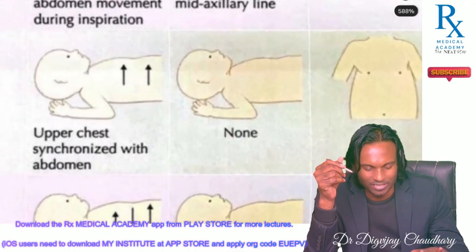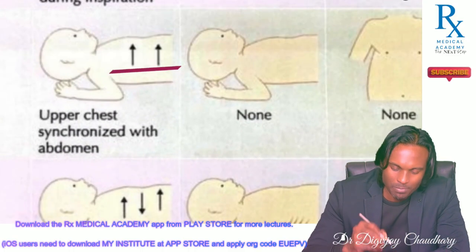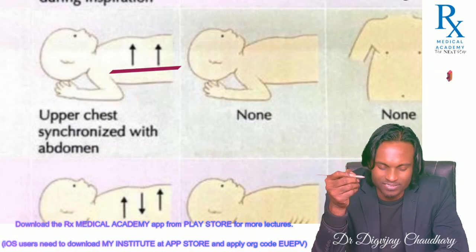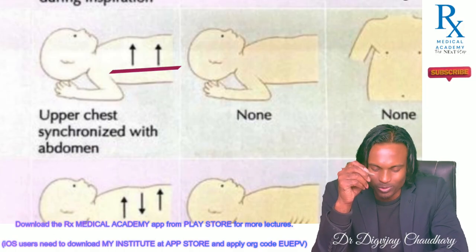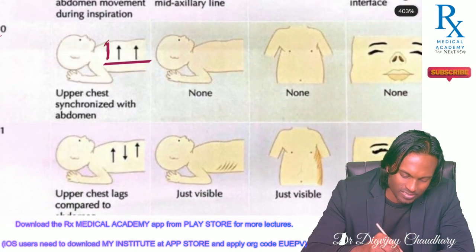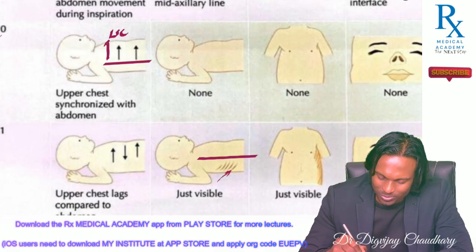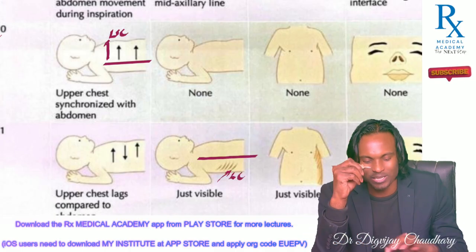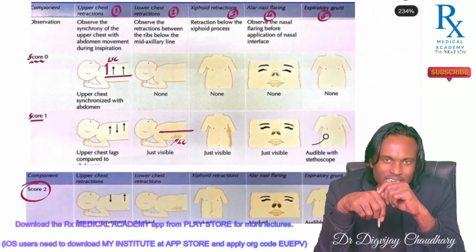Here you can appreciate a baby, and this is the axilla, right? The part of the chest above the axilla is your upper chest, and below the axilla is the lower chest. See, this is quite tricky. This is the upper chest, and this is your lower chest. So you have to understand upper chest retractions and lower chest retractions.